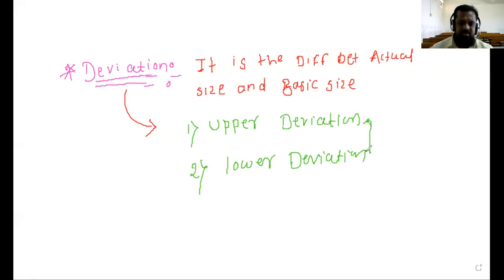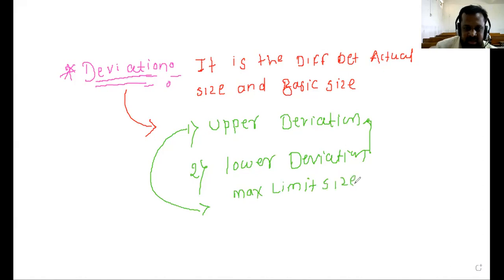Now tell me what is meant by the upper deviation and what is meant by the lower deviation. See here, the upper deviation is nothing but the algebraic difference between the maximum limit size and the basic size. Okay, it is called the upper deviation.